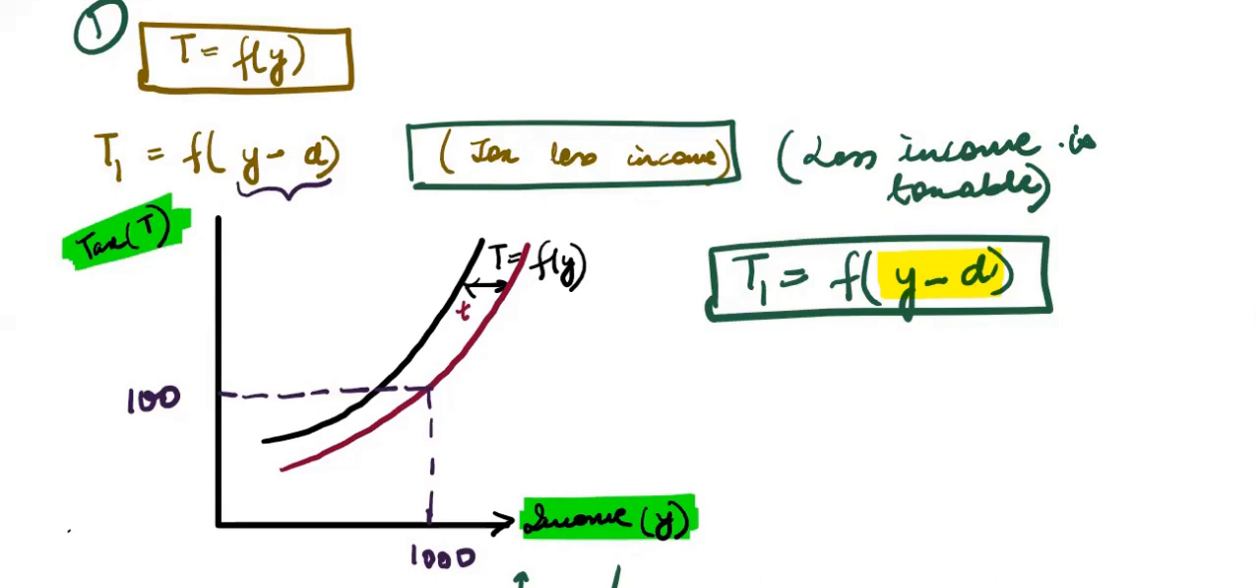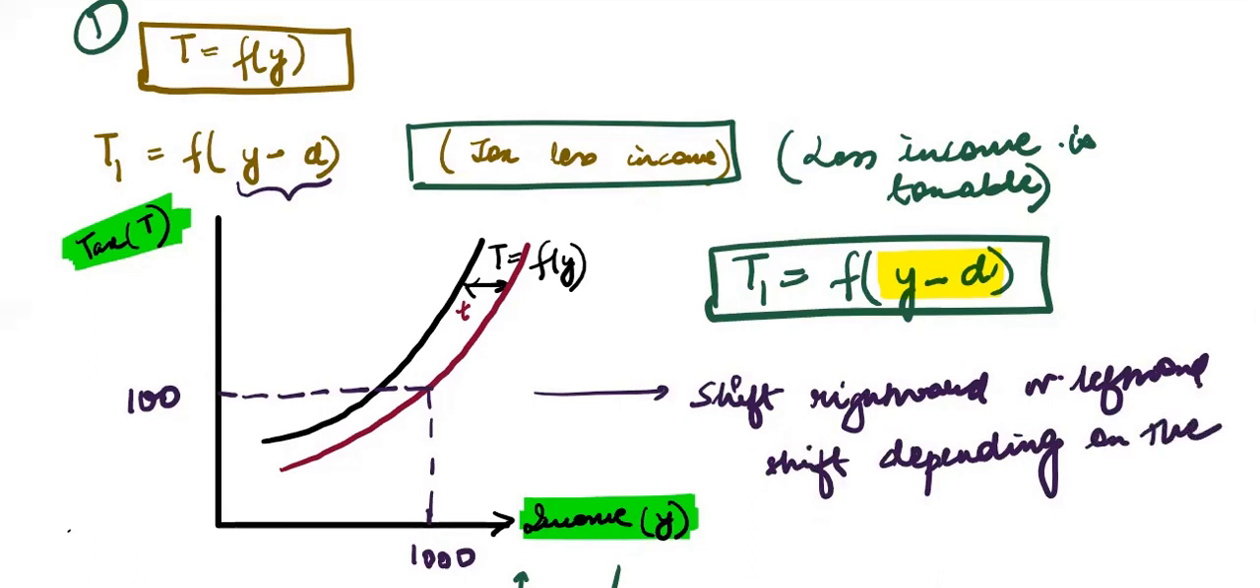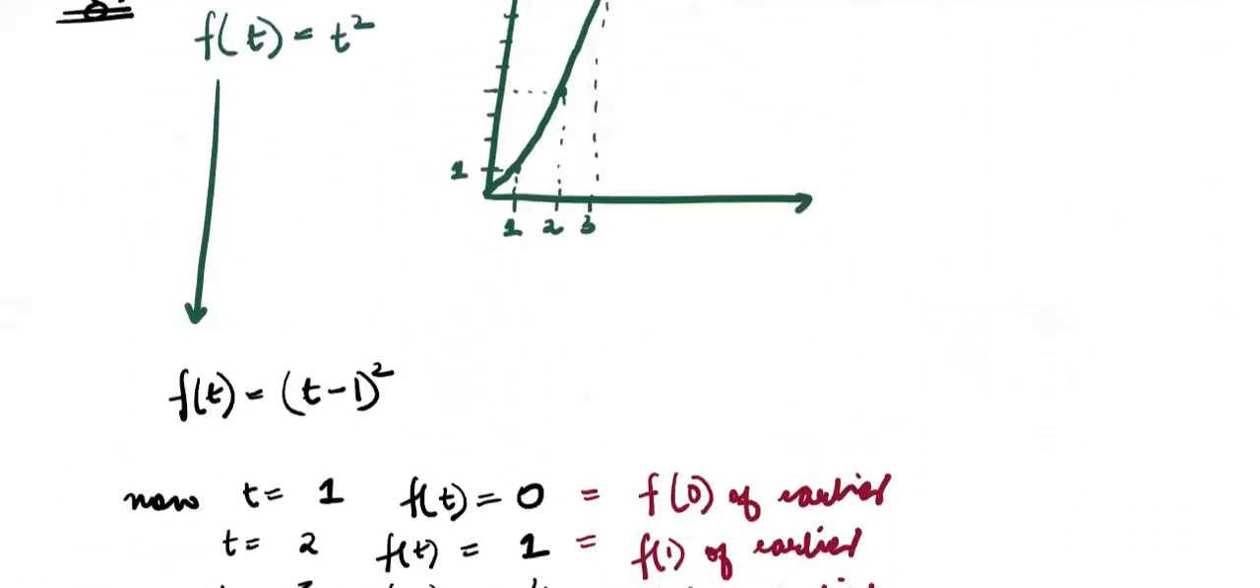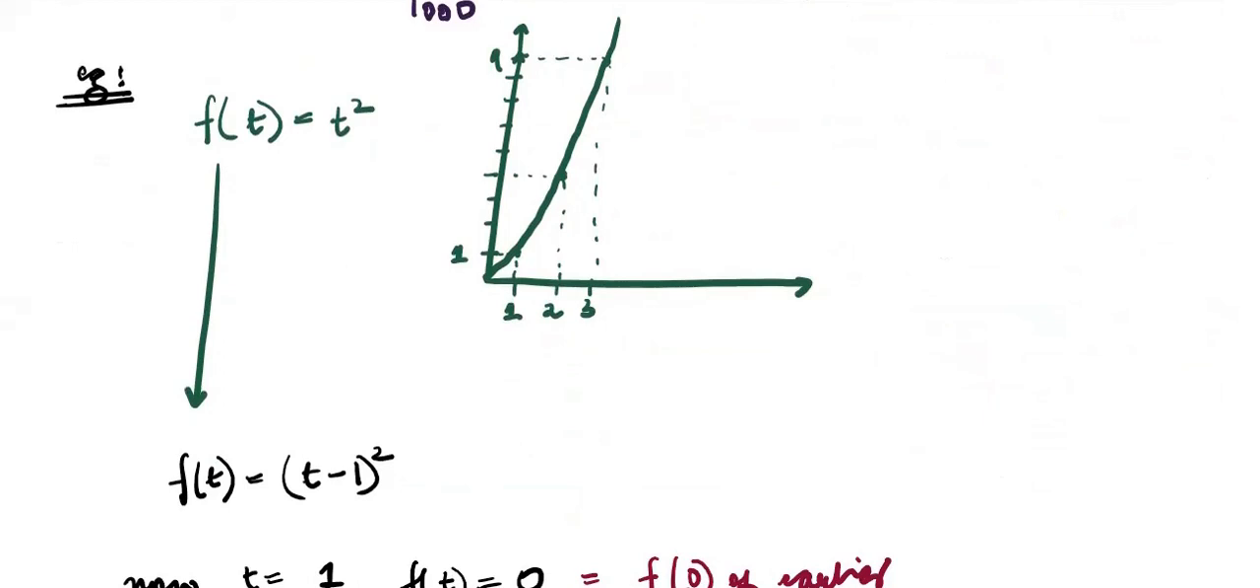Whenever that happens, there will be a shift. But this shift would be rightward or leftward, depending on the value. Are you adding something to Y or subtracting something from Y? Depending on that, there will be a rightward or leftward shift. In our case, there would be a shift going in one direction. Now, let's see this, and then I'll tell you whether it is rightward or leftward.